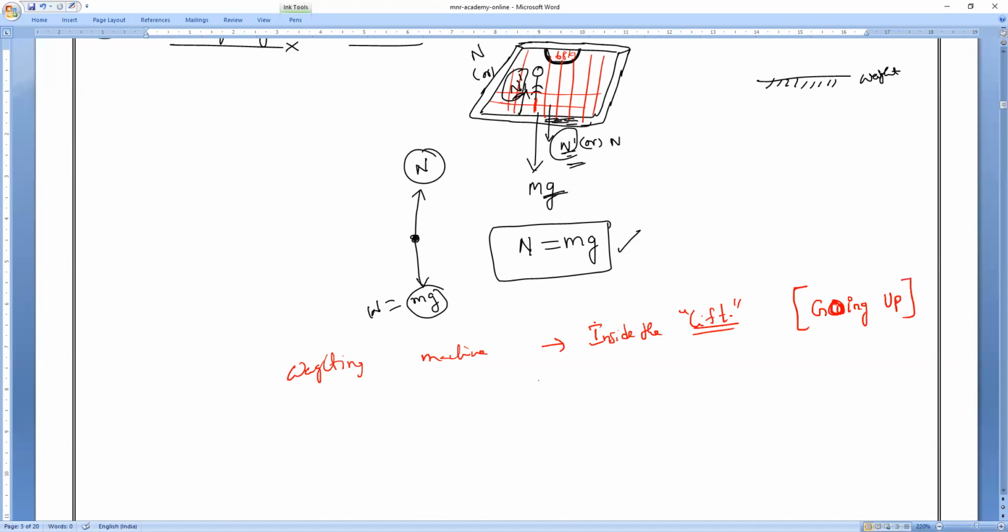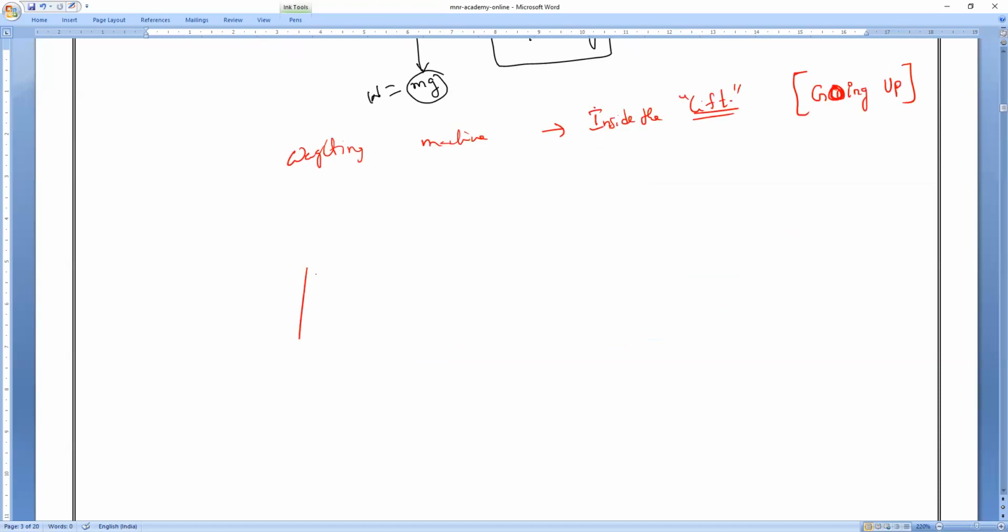So observe very carefully. Now, there is a lift. Just imagine, and there is a person here. Let me take some man, or yourself, let me take Manikyam. So now a man is standing inside the lift above the weighing machine. Clear? So the man is standing above the weighing machine.